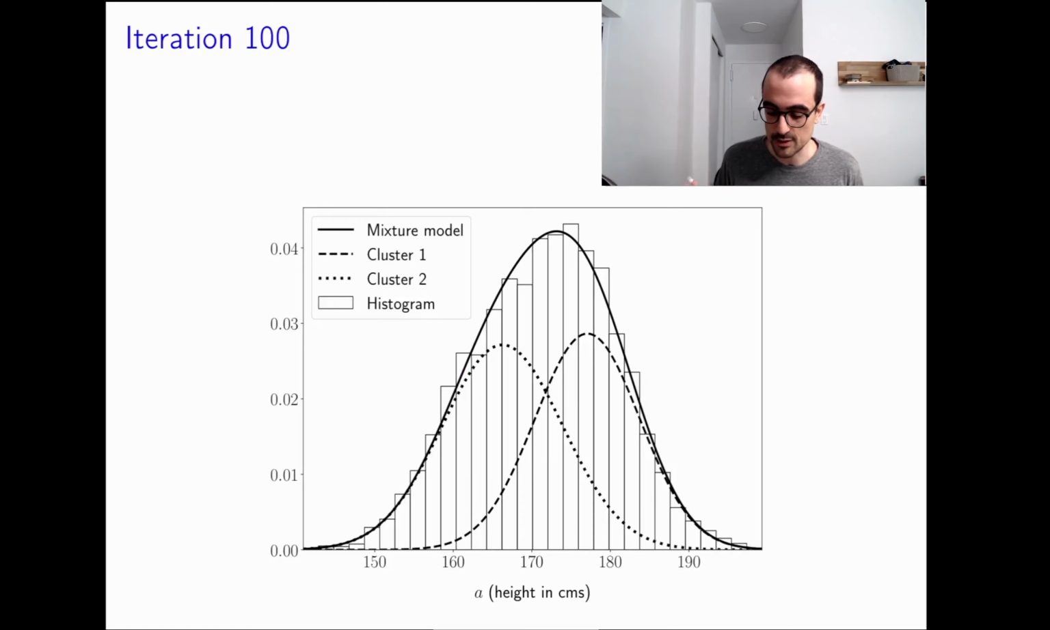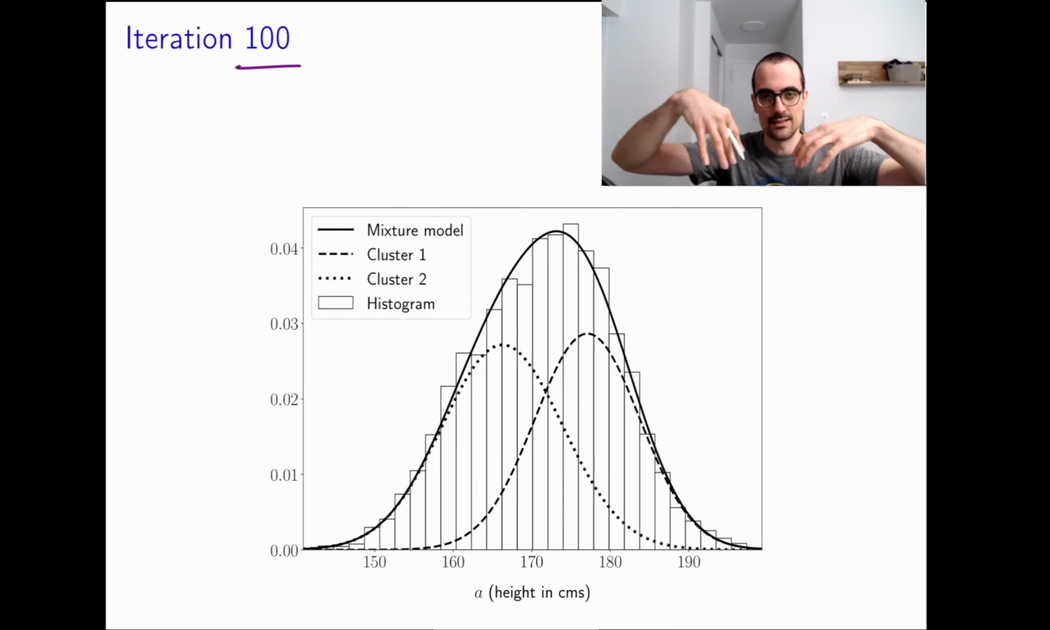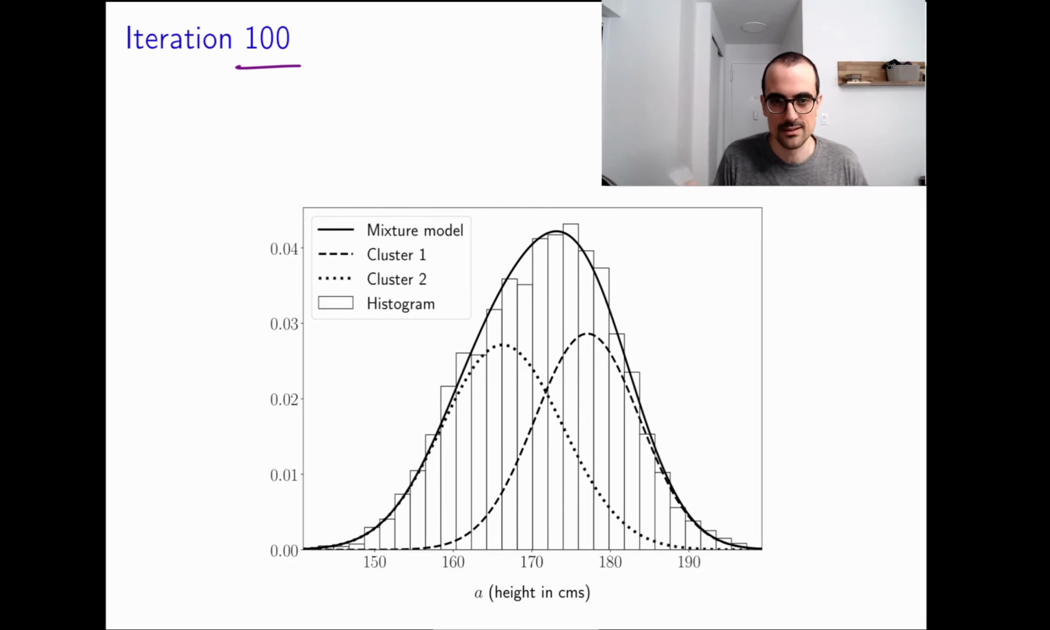And that actually helps, because when you start iterating back and forth between the membership probabilities and the parameters, you start obtaining this iteration 100. So, super fast, but still, it starts separating the two Gaussians to fit the data better.